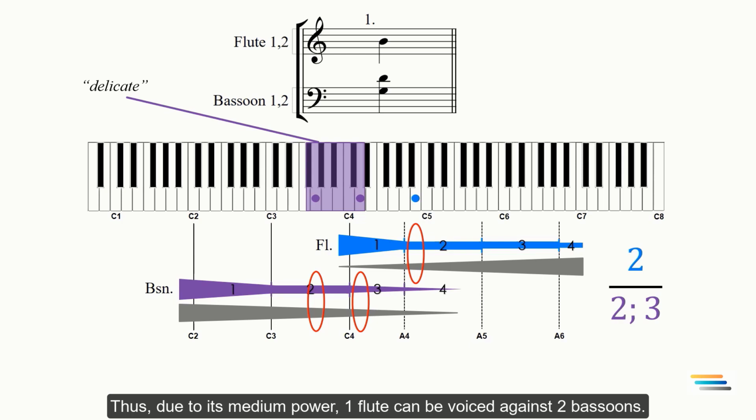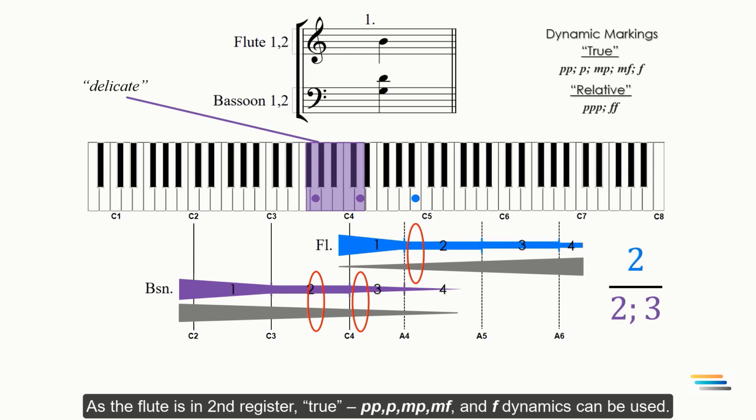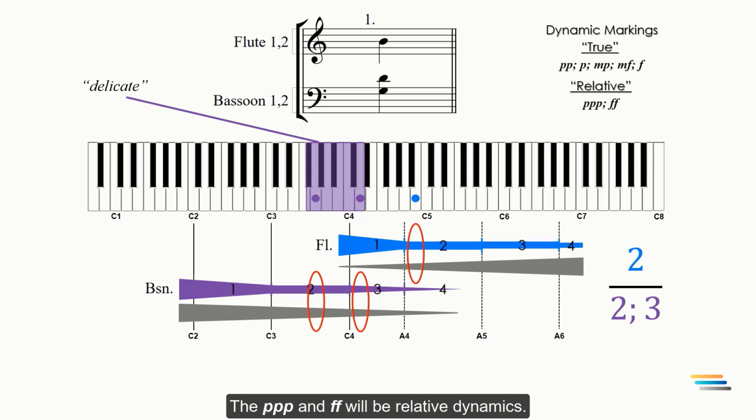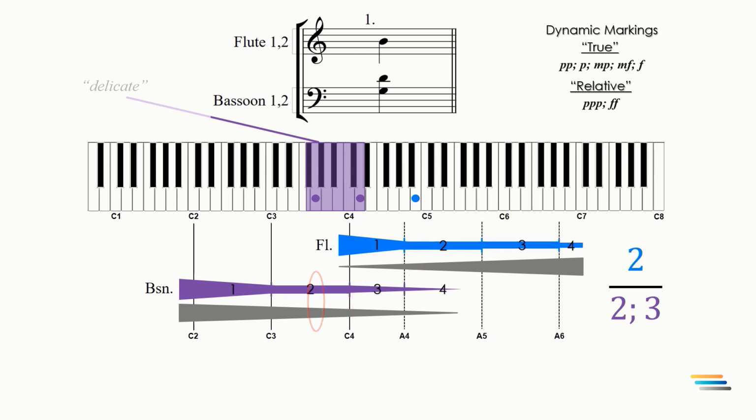Thus, due to its medium power, one flute can be voiced against two bassoons. As the flute is in the second register, pianissimo, piano, mezzo forte, and forte dynamics can be used. The pianissimo and fortissimo will be relative dynamics.